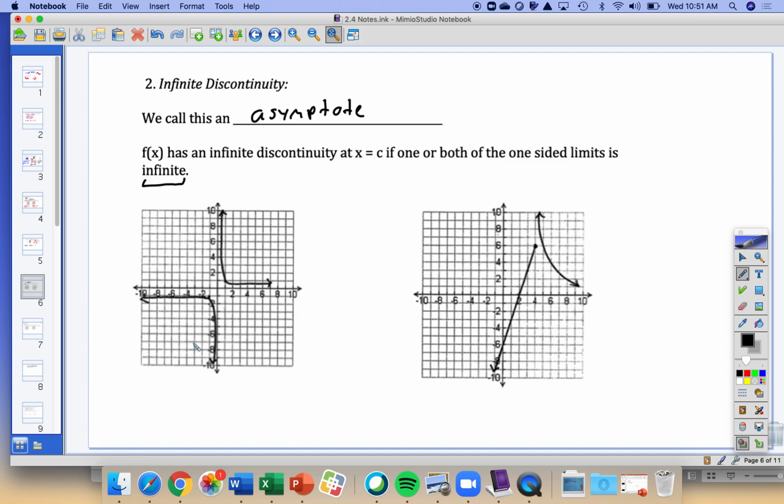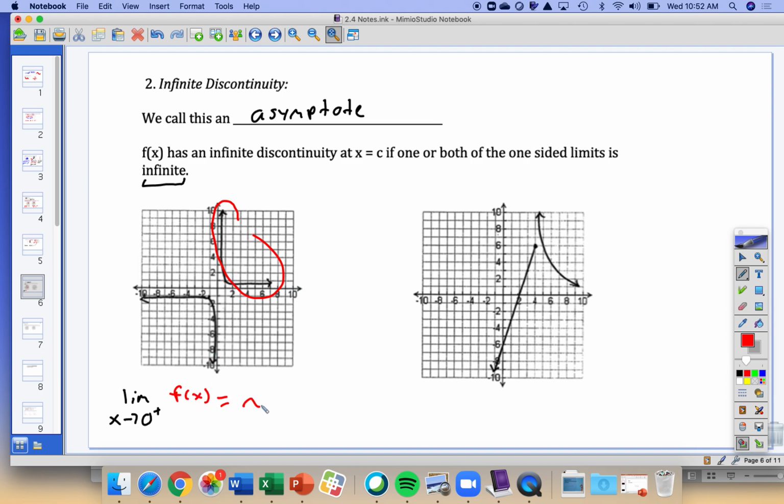So for example, if I look at this one, this function here, the limit as x approaches the value of 0 from the right, so looking at this function right here, or this part of the function, you will see that I have a vertical asymptote.